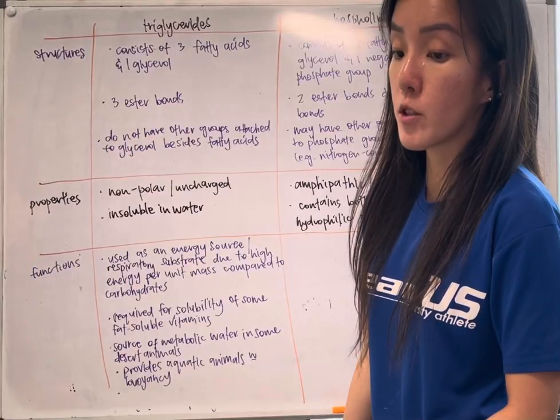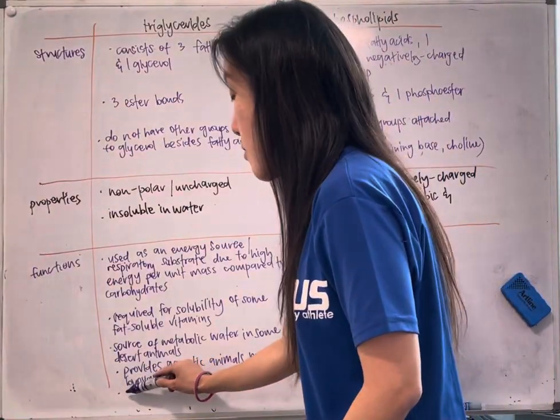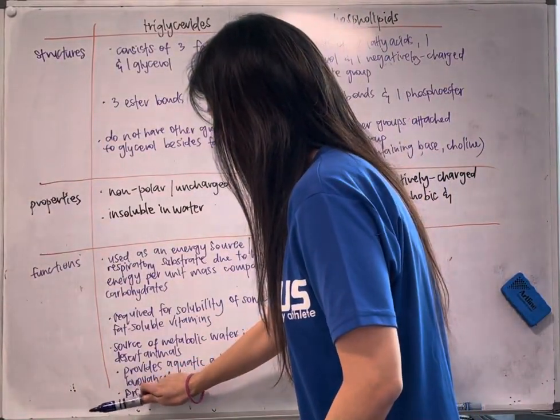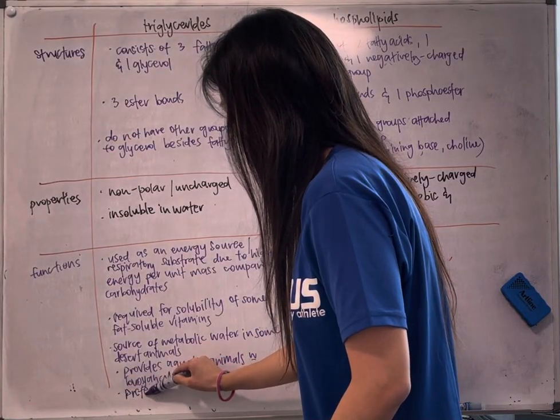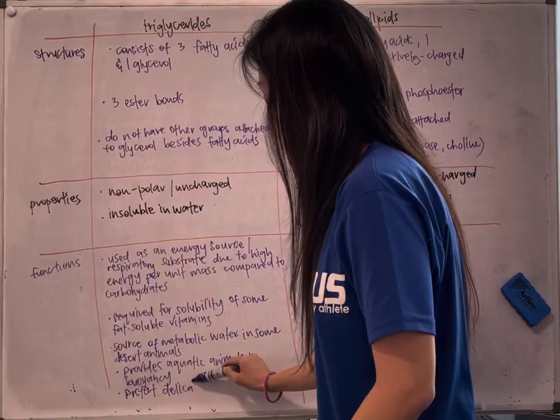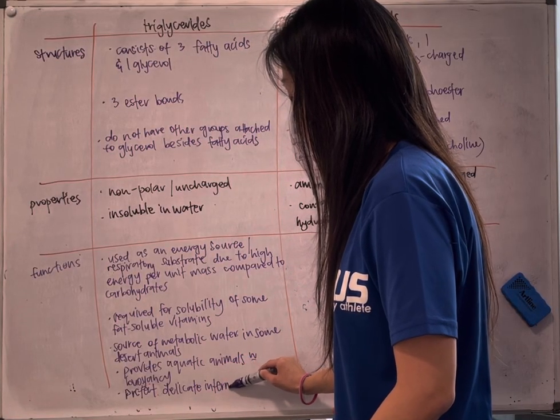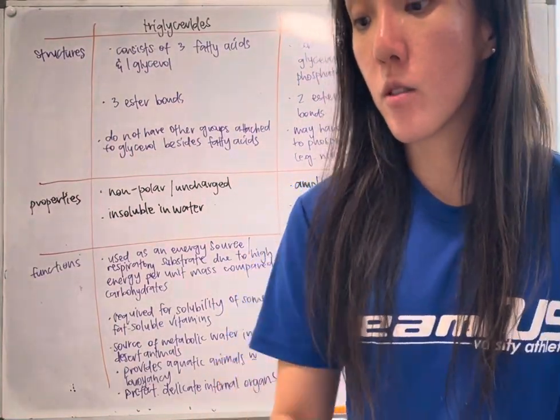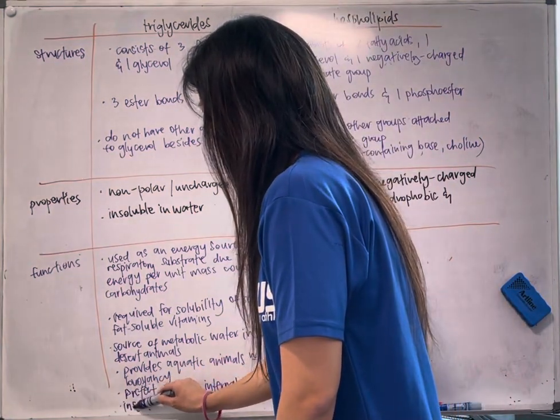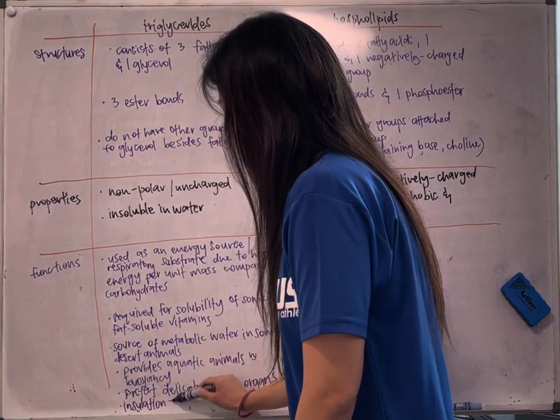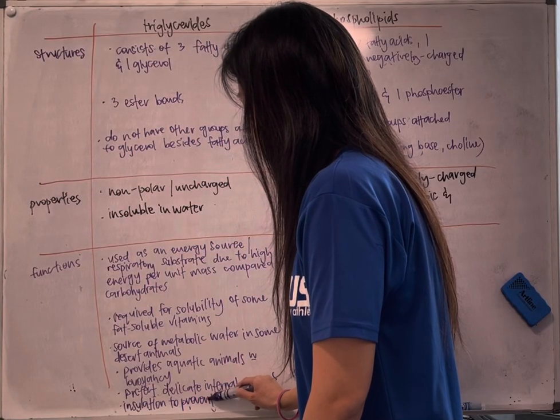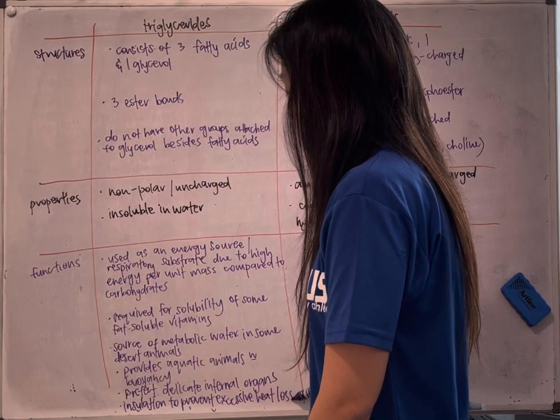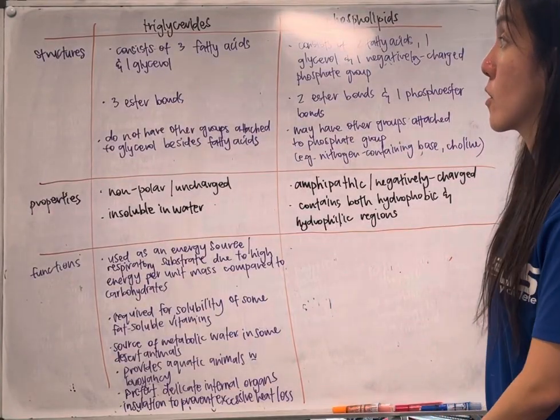Another one I also accept is protection of delicate internal organs. That's why there's nobody with 0% fat. It's impossible, okay? The famous one we always say is insulation, to prevent excessive heat loss. I can't think of anything else already, but this is actually the main thing for your triglyceride.